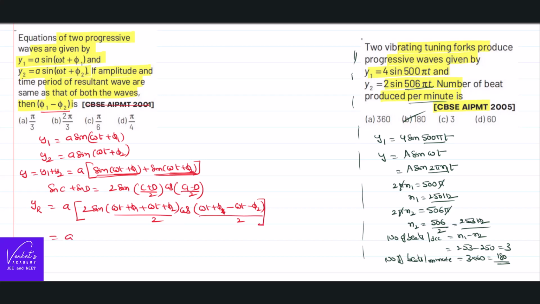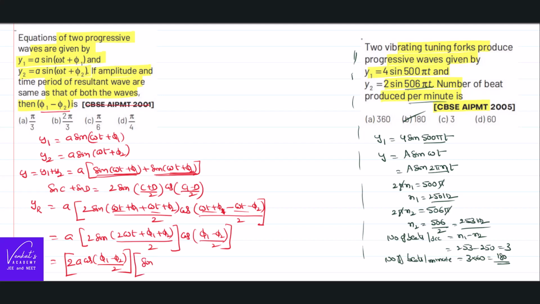That is a, 2 sin of 2 omega t plus phi1 plus phi2 by 2, and then cos, omega t cancels, phi1 minus phi2 by 2. So if I have to rewrite it as an equation that represents the oscillatory motion, I have to write it as 2a cos of phi1 minus phi2 by 2. That all becomes the amplitude of the equation. Whatever is remaining, sin of 2 omega t plus phi1 plus phi2 by 2, is the oscillation part. So the first part of that is the amplitude of the equation.